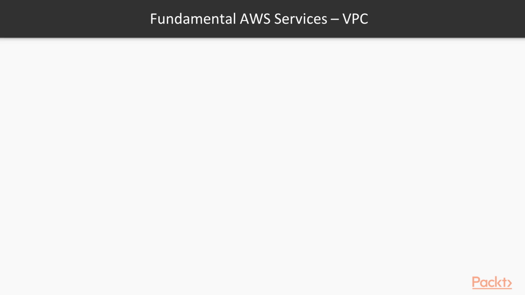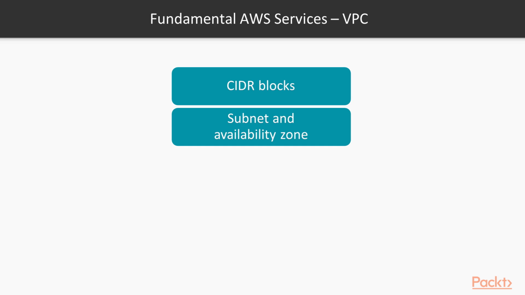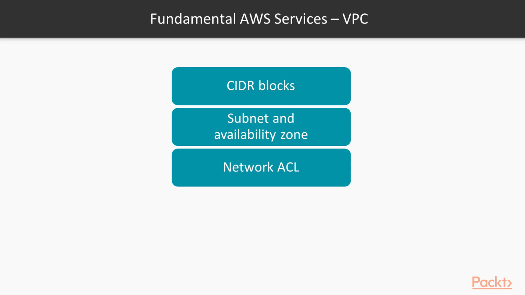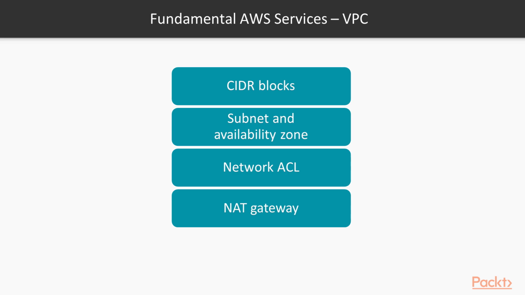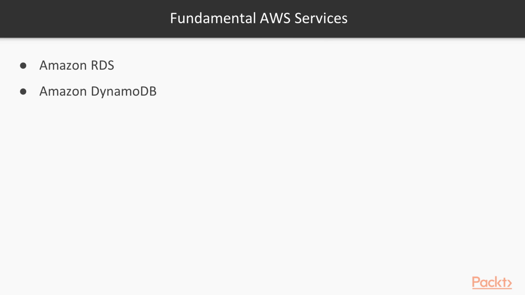In the VPC video, we will learn important concepts such as CIDR blocks, subnet and availability zones, network ACL, NAT gateway, and VPC peering. In the databases section, we will introduce AWS Aurora database and why it is more favorable than MySQL or PostgreSQL. We will also cover DynamoDB and why it is such a great option for NoSQL storage.